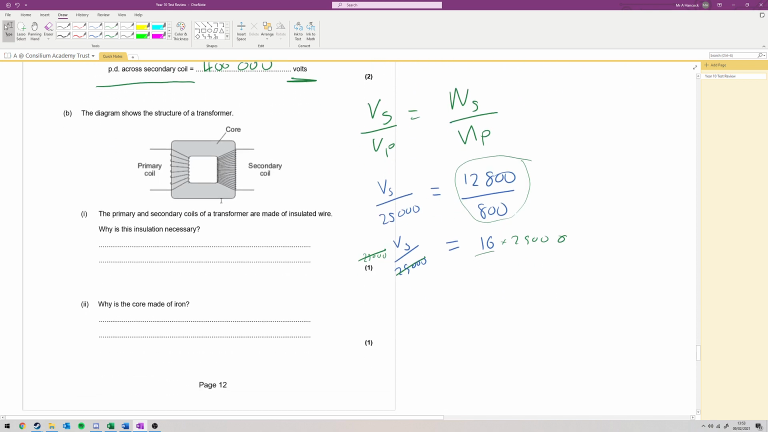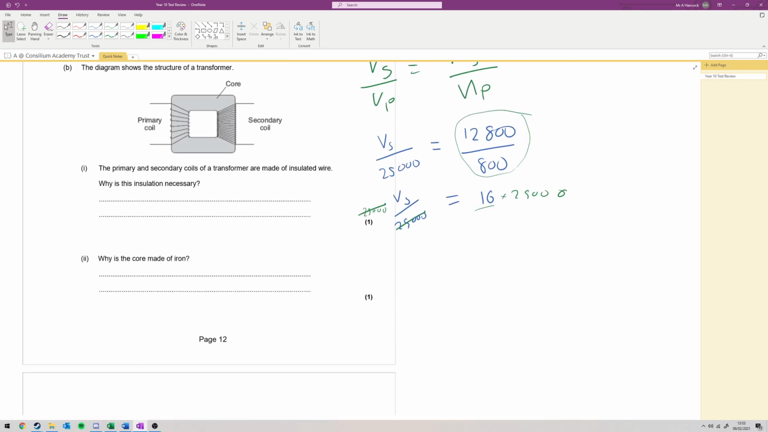So there's your answer. Okay, B shows the structure of a transformer. Primary and secondary cores are made of insulated wire. Why is this necessary? You need to say that so the current is forced to go around the coil, or so the current does not flow through the core. Why is the core made of iron? Well, magnetic. It is a magnetic material.